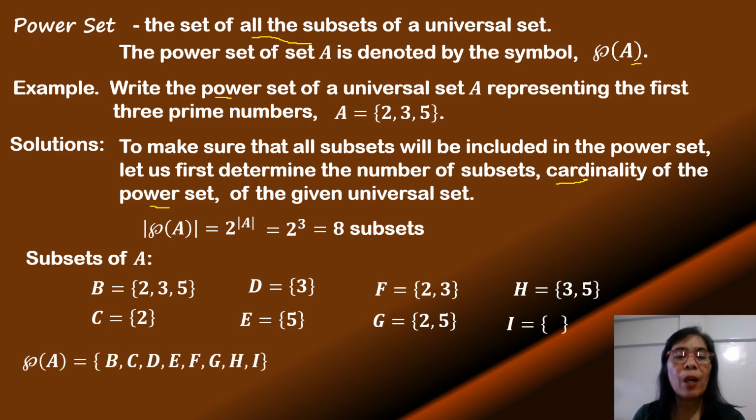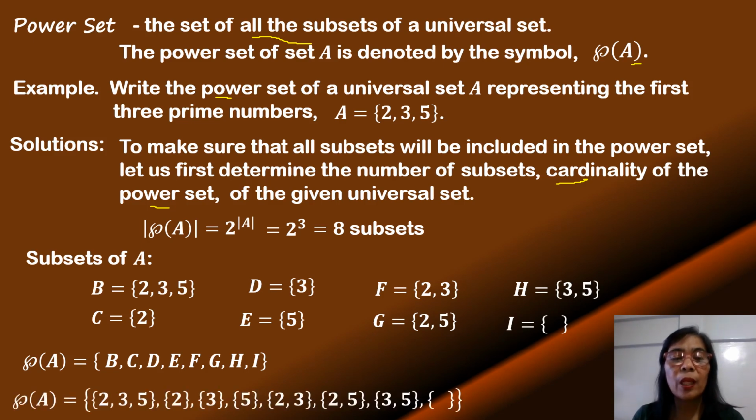We can now write the power set of A as a set containing the elements set B, set C, set D, set E, set F, set G, set H, and set I. Or we can list all the elements, since B is a set containing the elements 2, 3, and 5. So notice, in the power set, each element in here is a set. Okay? So all the elements in a power set are sets. And it must be the list of all the subsets of a universal set.